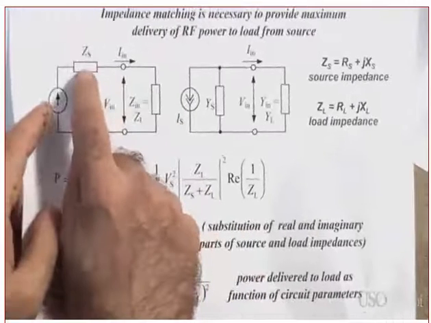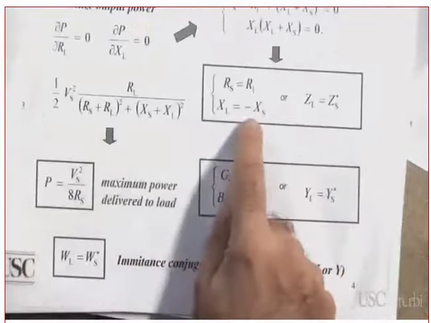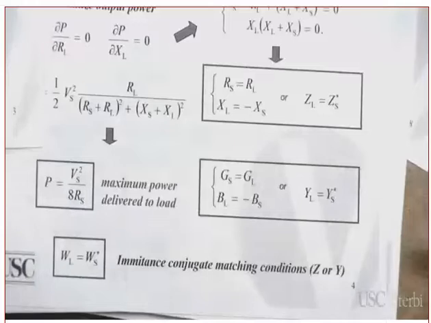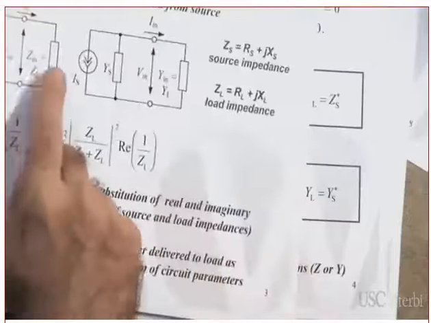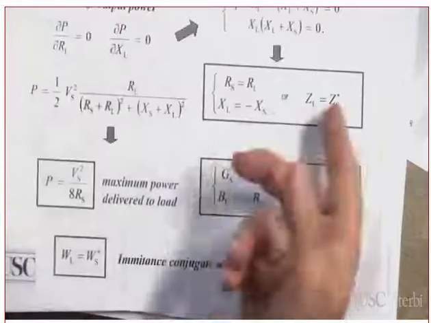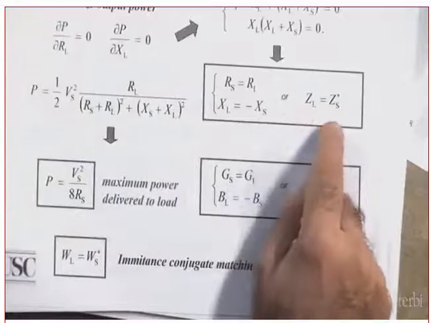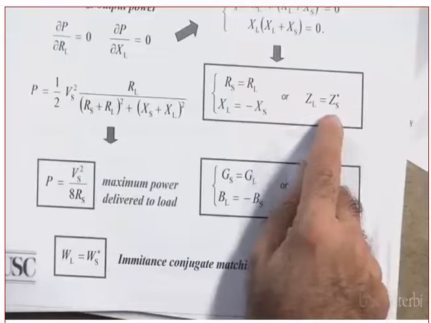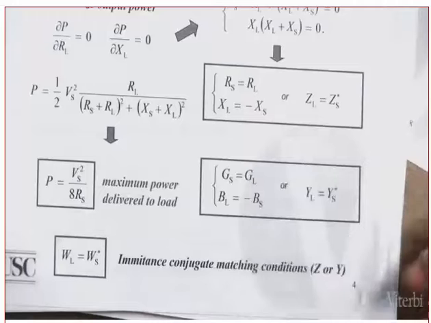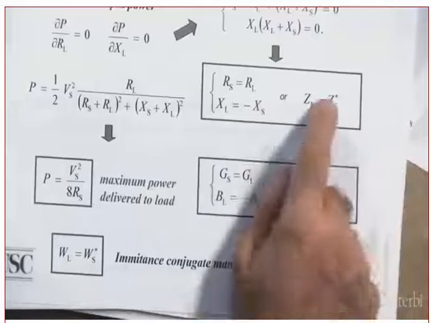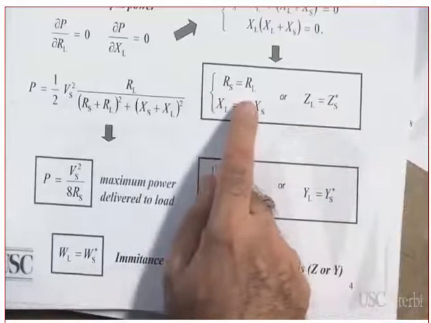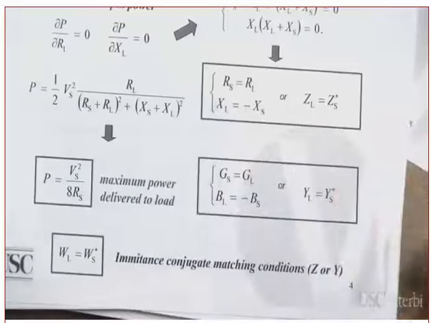And the imaginary part of this one should be the negative of the imaginary part of the other, yes or no? Which means that ZL has to be equal to ZS conjugate. Did you get this or not? We will prove this one in a minute. Okay. Now, if it happens to be real, then the equation is simply RS equal to RL. Clear?